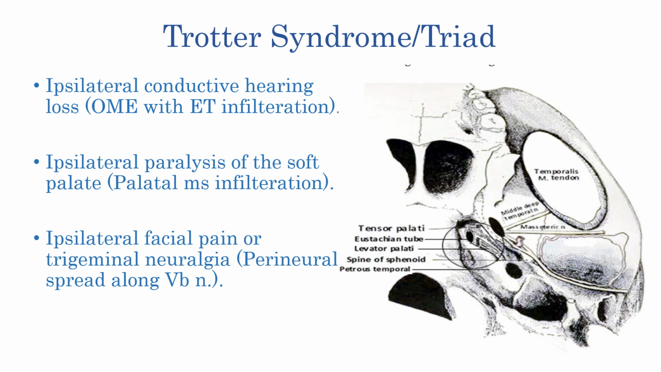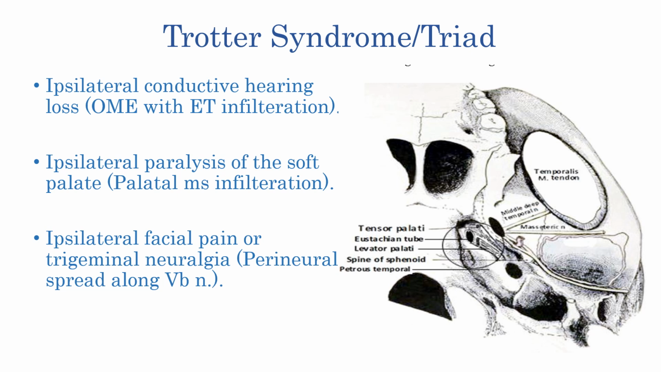Trotter's syndrome, or Trotter's triad, is a common syndrome which contains ipsilateral conductive hearing loss, which happens due to otitis media with effusion from eustachian tube infiltration, ipsilateral soft palatal paralysis due to palatal muscle infiltration, and ipsilateral facial pain or trigeminal neuralgia due to perineural spread along the maxillary division of the trigeminal nerve.